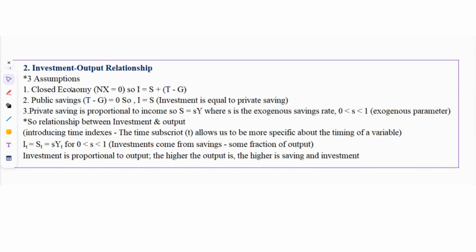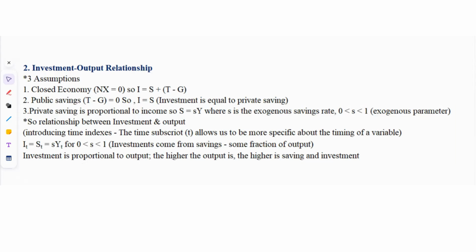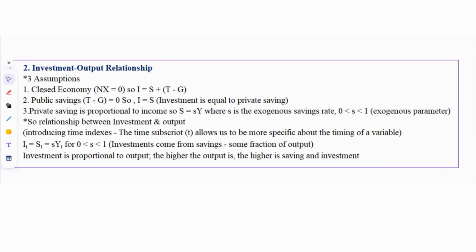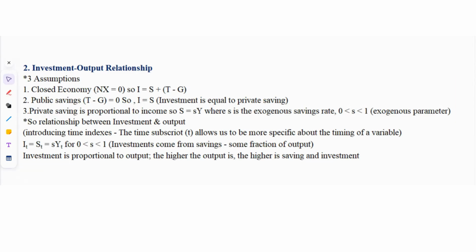So basically, once we introduce time indexes, given these three assumptions, the relationship between investment and output is that investment is equal to private savings, which is proportional to income. So this means that investments come from savings and are some fraction of output. So overall, we can say investment is proportional to output. I_t is equal to s Y_t. The higher the output, the higher is saving and investment. So this is the investment output relationship under the three assumptions made in this chapter. The key relationship here is that I_t is equal to small s Y_t, where small s is your exogenous savings rate that lies between 0 and 1.